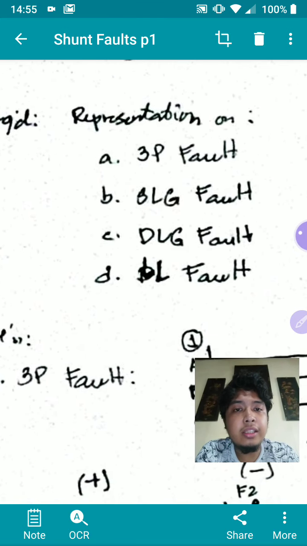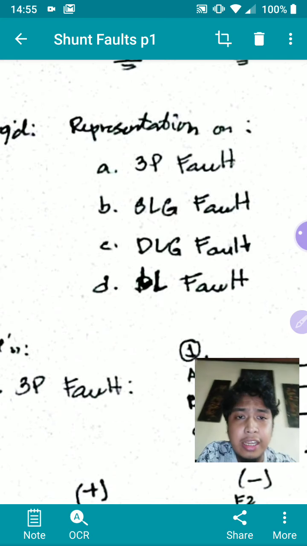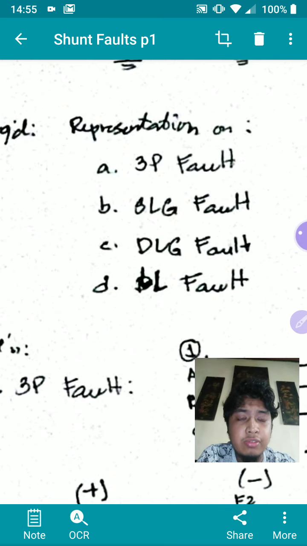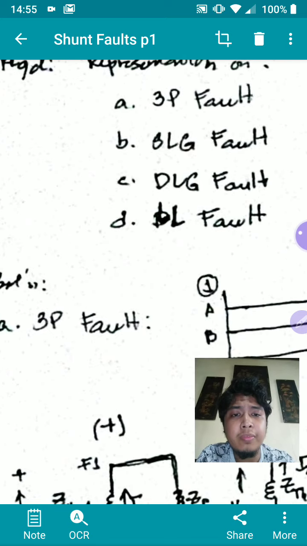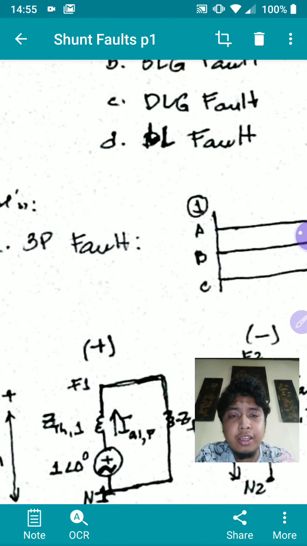What I want to show you is the different representations of the three-phase fault, single line to ground fault, double line to ground fault, and line to line fault. I think I did line to line fault first before double line to ground. But anyway, let's talk about the three-phase fault first.